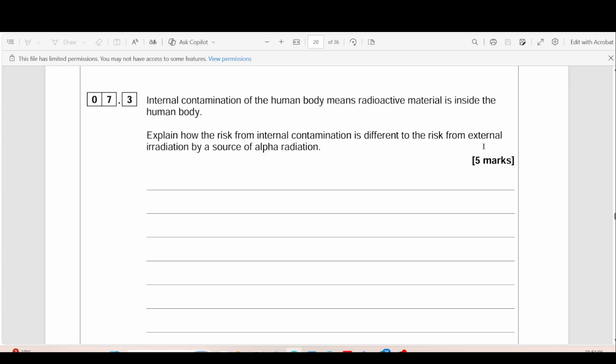Internal contamination of the human body means radioactive materials inside the human body. Explain how the risk from internal contamination is different to the risk from external irradiation by a source of alpha radiation.